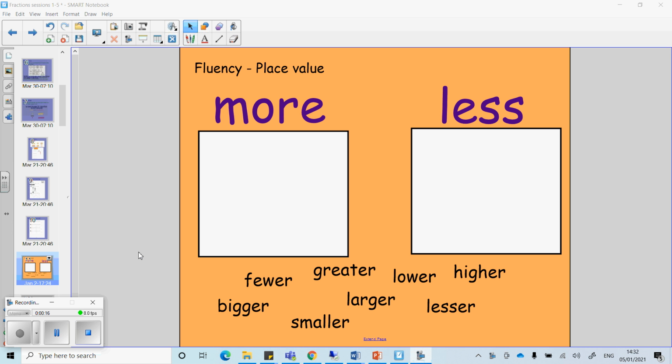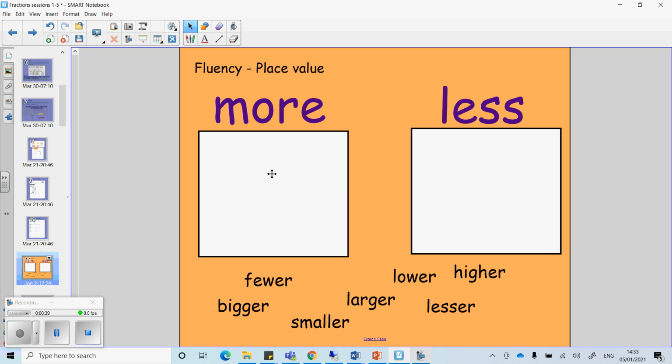I have the word more and the word less. Then I have lots of words underneath which mean one of these things. So can you put them into the correct box? Pause the video now and have a go. Then press play and see if you were correct.